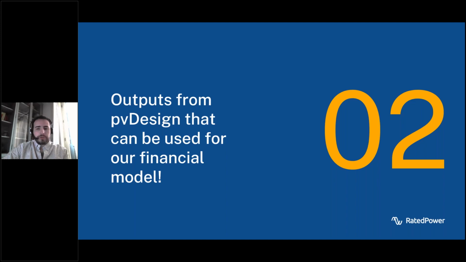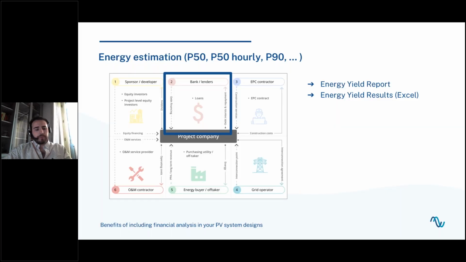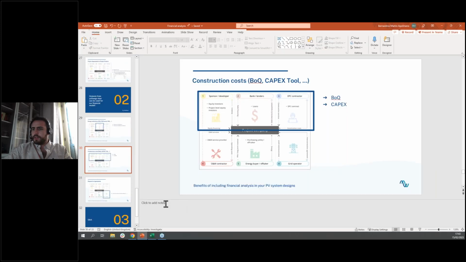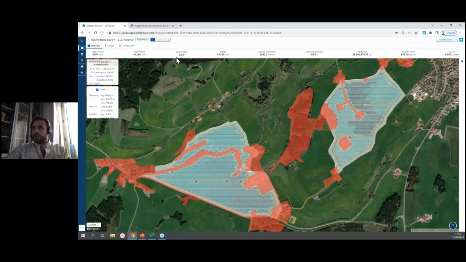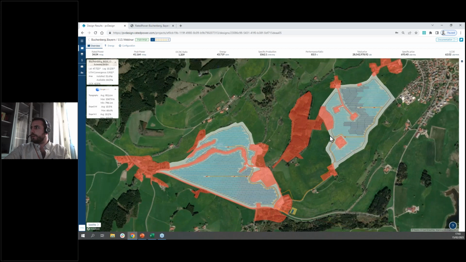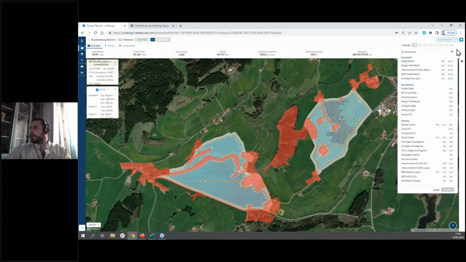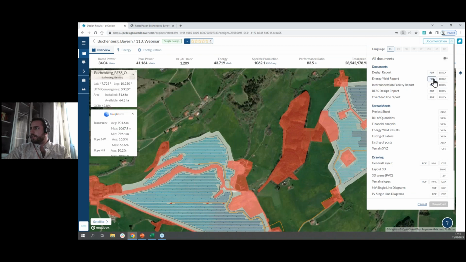Okay, to do so, we are going to go to pvDesign and check some of the documents that can be used. For example, for the energy estimation, here in pvDesign I did this project just to check some of the documents. For example, we can go here in documents and check the energy yield report.